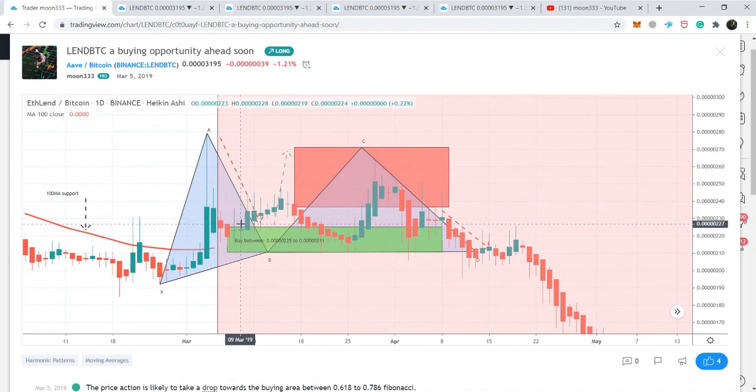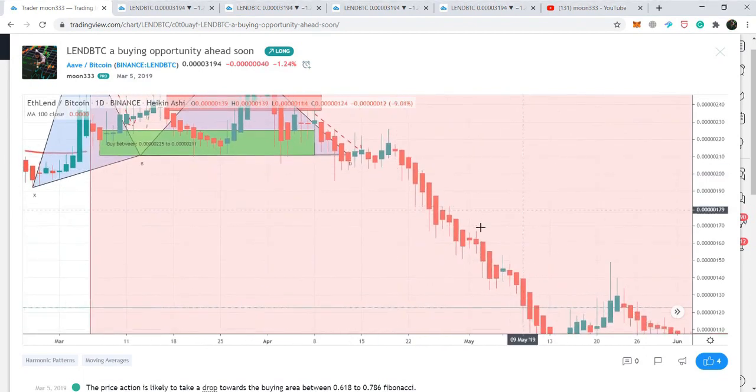Now I have played this idea, and you can see that the price action followed my prediction. It was retraced here in this 0.786 Fibonacci retracement level, and again moved up in this projection level, and again retraced here and moved up, and again retraced here and moved up, and moved all the way down and broke down this support of potential reversals.